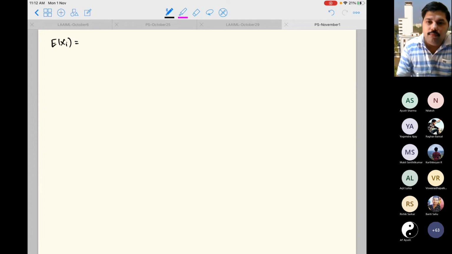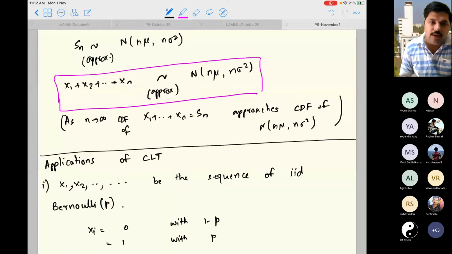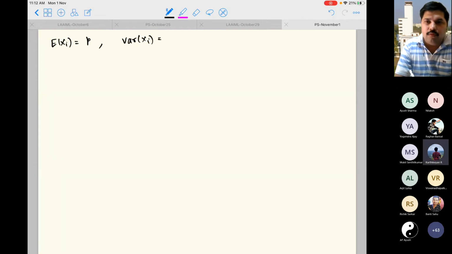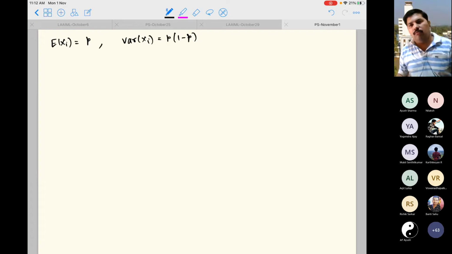Anybody? From here, can you easily tell quickly what is the mean of the random variable? So it will be P. Correct. And what is the variance of Xi? P into 1 minus P. No, not NPQ. It's just P into 1 minus P, right? So this is what you have.